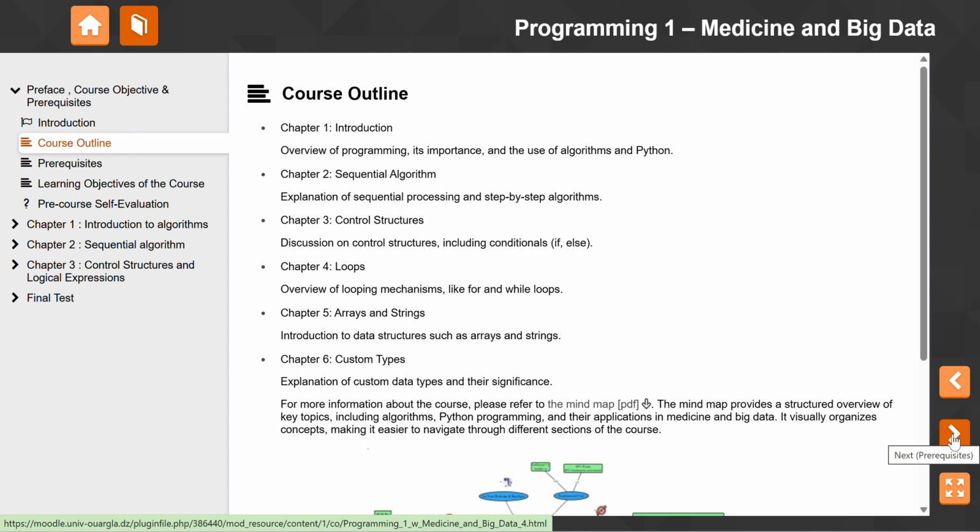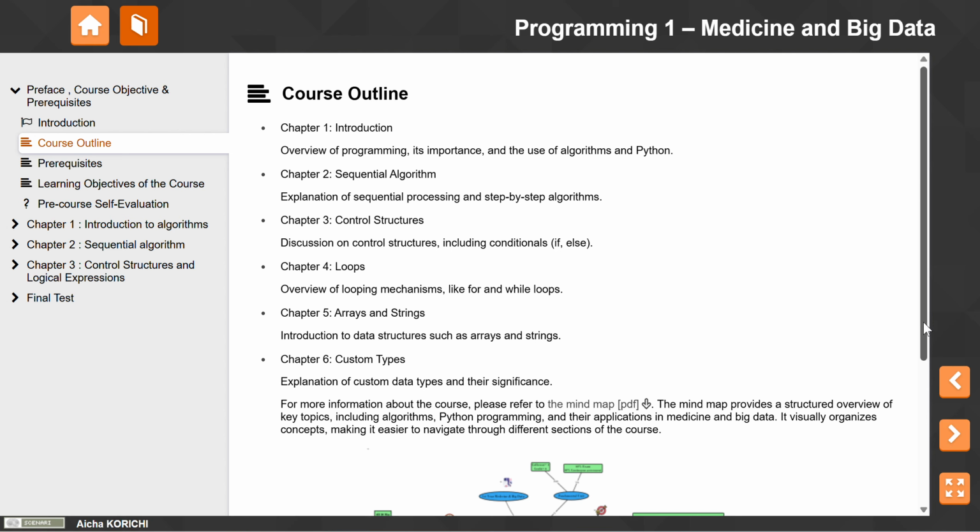The course is organized into 6 practical and progressive chapters. The first chapter is an overview of programming. The second chapter is about sequential algorithms. The third chapter discusses control structures including conditionals. Then in the fourth chapter, an overview of looping mechanisms like for and while loops. The fifth chapter is about arrays and strings. And finally, the sixth chapter is an explanation of custom data types and their significance.